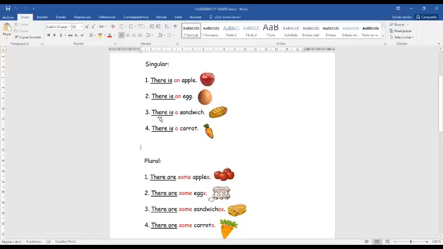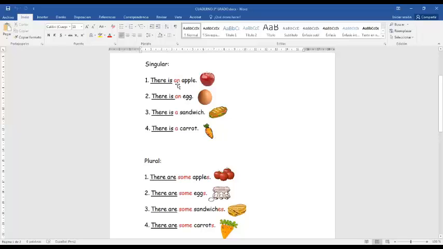Number 3, there is a sandwich. Okay? Significa que hay un sándwich. In number 4, there is a carrot. There is a carrot. Significa que hay una zanahoria. Okay? In singular, we use there is.